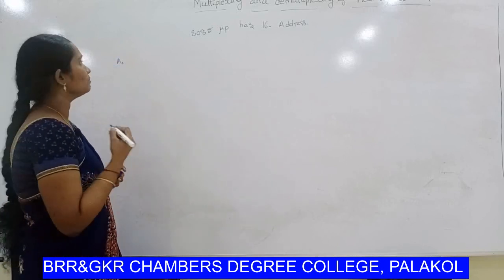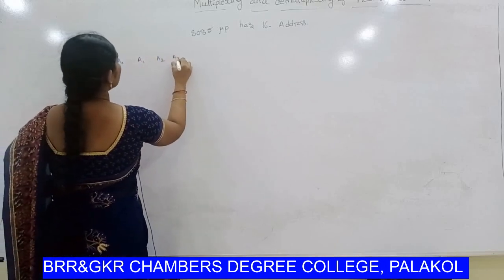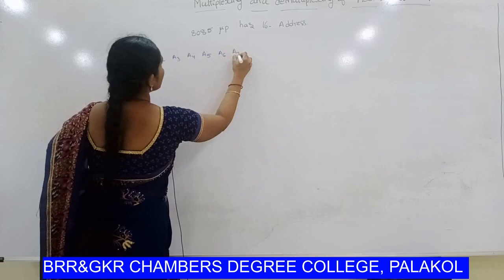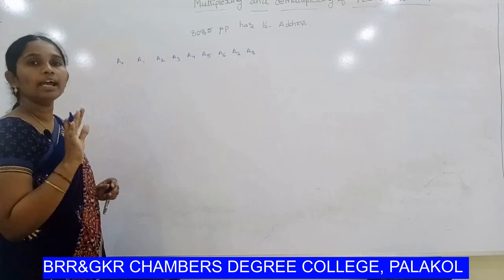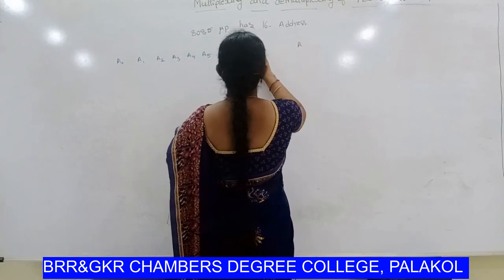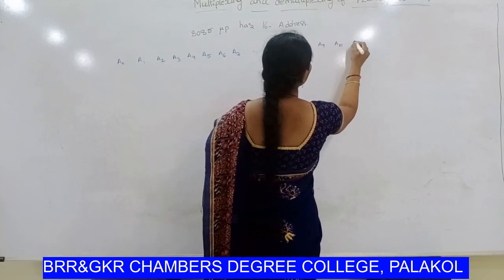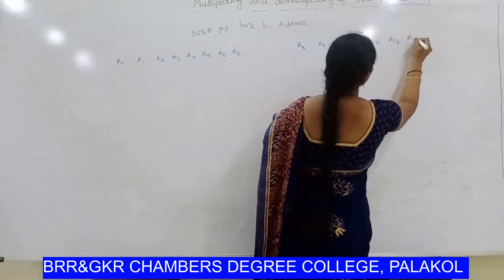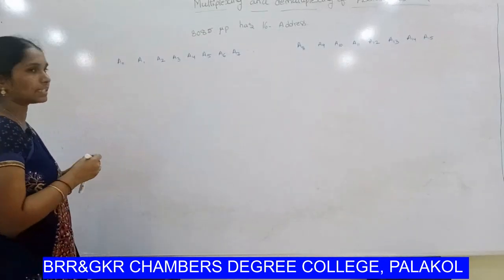The lower order address bus is A0, A1, A2, A3, A4, A5, A6, A7. So, these are the lower order address bus. Now, the higher order address bus is A8, A9, A10, A11, A12, A13, A14, A15. So these are the higher order address bus.